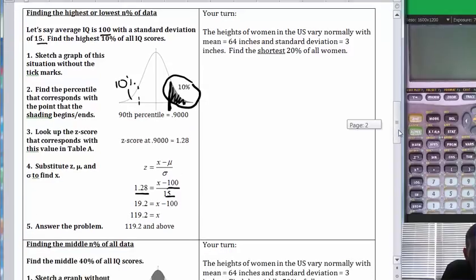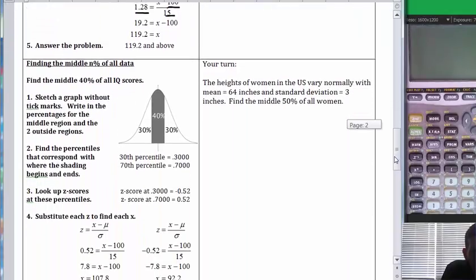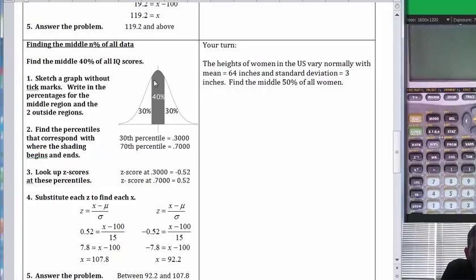What if it's a middle set of data? Like the middle 40% of all IQ scores. I'm going to shade in the middle 40% right here. If you take away 100 minus 40, what you're going to get is 60. And if we split 60 in half, you're going to get 30% on each side. That means the percentiles we're looking for would include the 30th percentile, obviously, because we're talking about this 30% here.